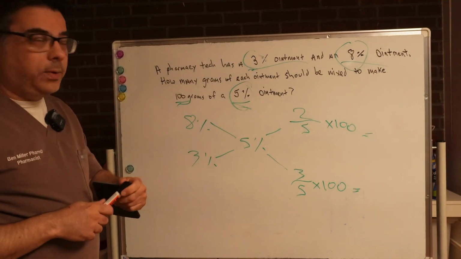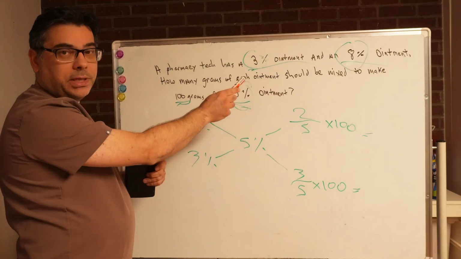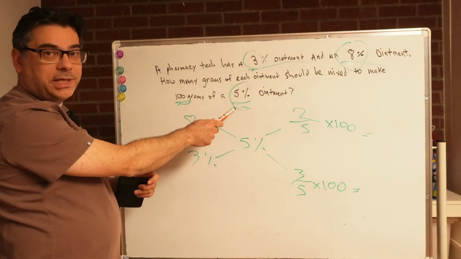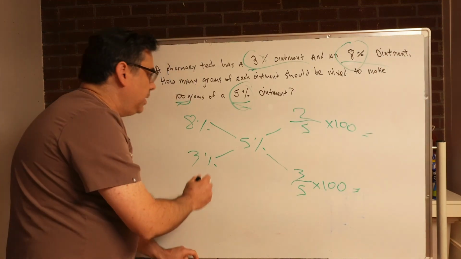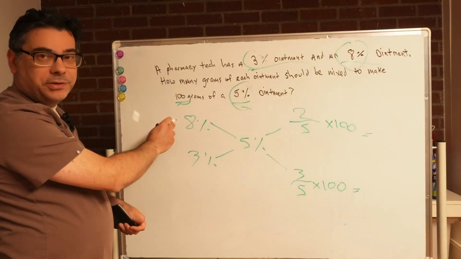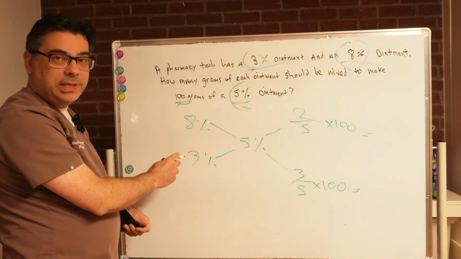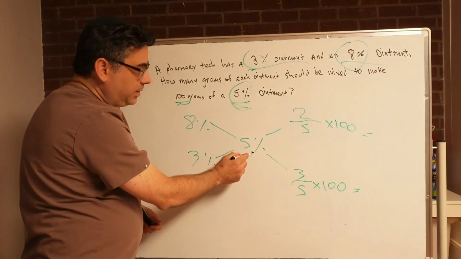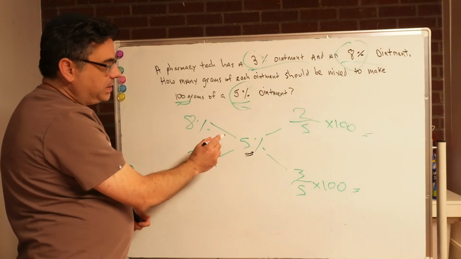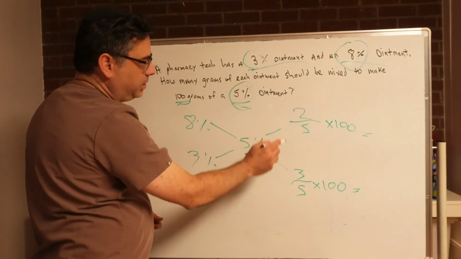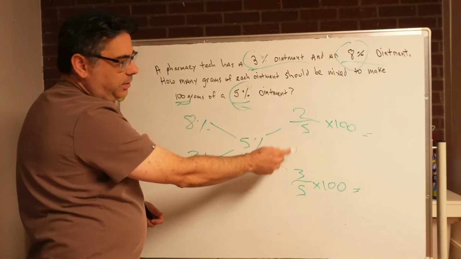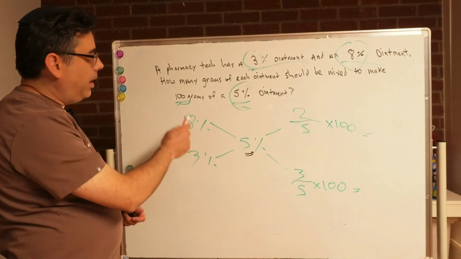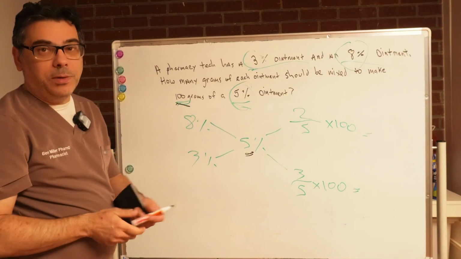Okay, just for a quick recap. So we have a 3% ointment, 8% ointment, we want to make a 5% ointment, and we want to make 100 grams. So what we did was we put, again, 8%, the higher percentage, on top, 3%, the lower percentage, on the bottom, 5% is what we want to make. So 8 minus 5 is 3, 5 minus 3 is 2. So I add the two numerators, 2 plus 3, to give us the denominator of 5. And we multiply it by 100 because 100 grams is what we want to make.